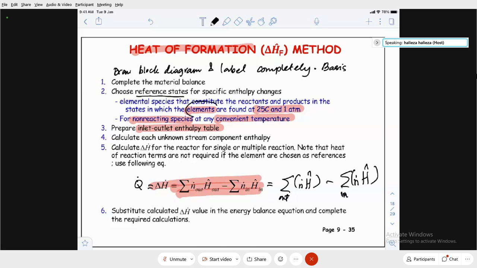Your reference state, the components involved in the reaction, must start from the elements because you're going to form them. Okay? And it should be at 25 degrees C and 1 atm. That is one method. Another method is heat of reaction.